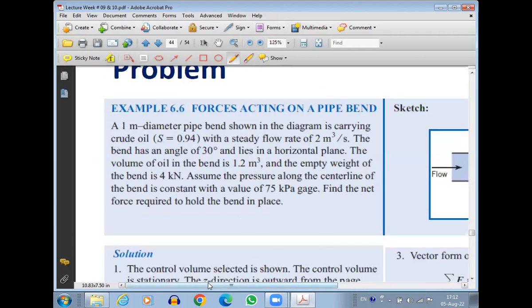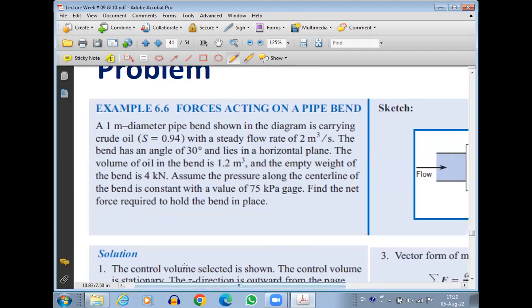Okay, so now let's have a problem here. A 1 meter diameter pipe bend shown in the diagram is carrying crude oil. So it's a very big pipe. 1 meter diameter means that much height. This is a big pipe and it is carrying crude oil with specific gravity 0.94, almost close to water.